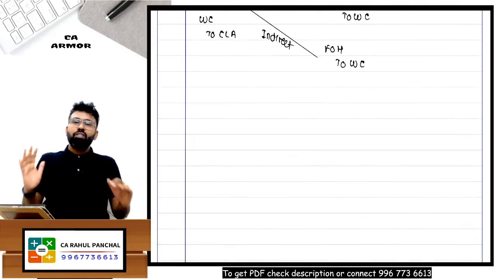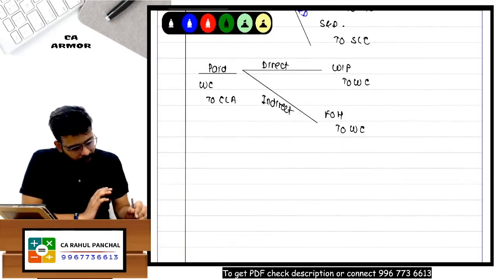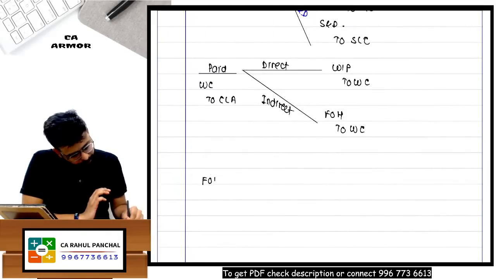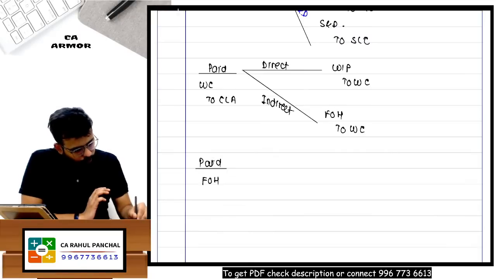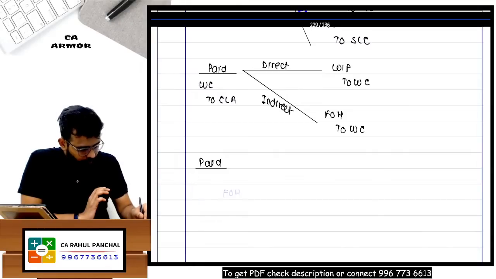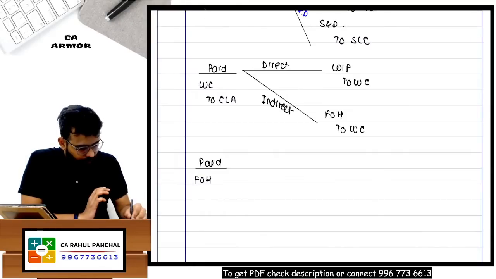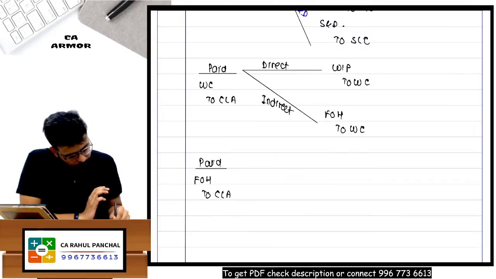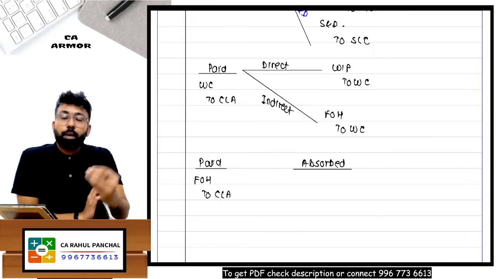Okay, now after wages, let us talk about factory overhead. When it is paid, what is going to be the entry? Entry will be like this: factory overhead account debit to CLA account. And sir, where do you absorb this factory overhead? So when you absorb this factory overhead, it will be absorbed to the production.